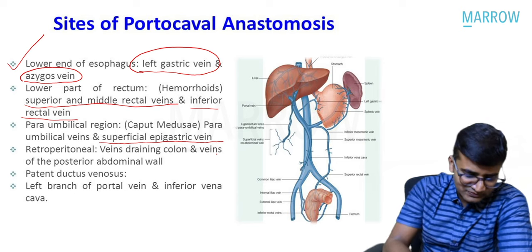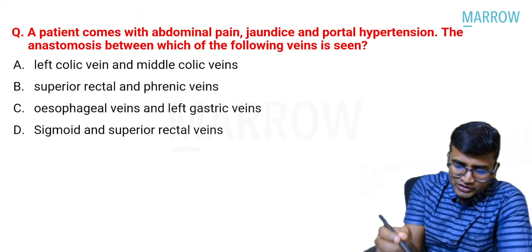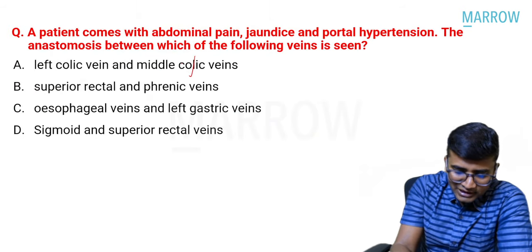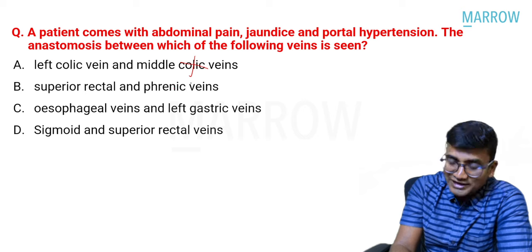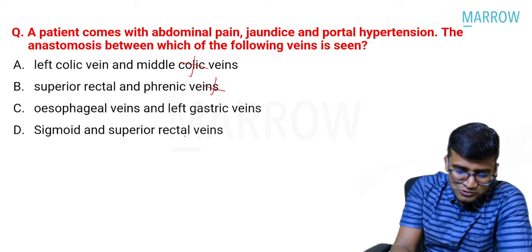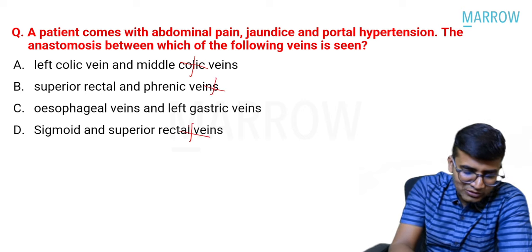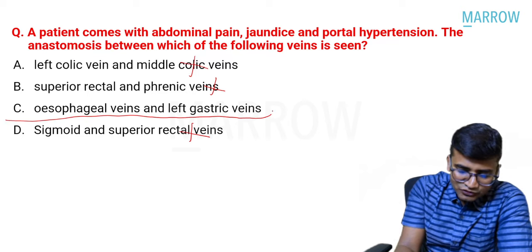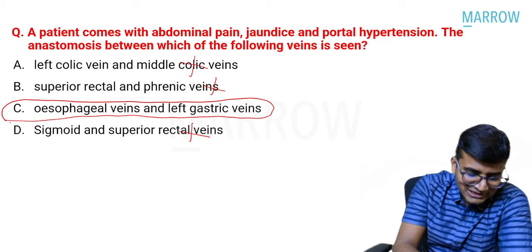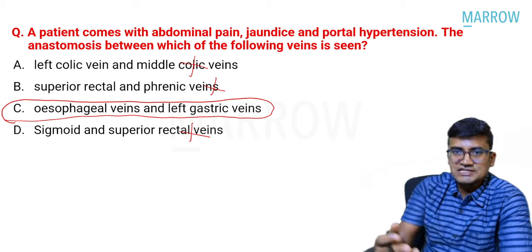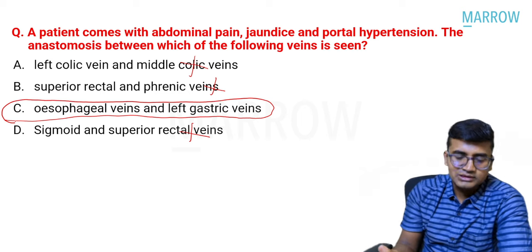Very simple question, and you know the answer. Left colic vein, middle colic vein, no. Suprarectal vein, phrenic vein, again no. Superior and sigmoid and suprarectal vein, again no. The answer is the esophageal veins draining into the azygos system of veins and the left gastric vein. That is the answer for this question.